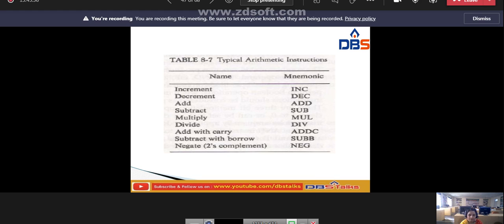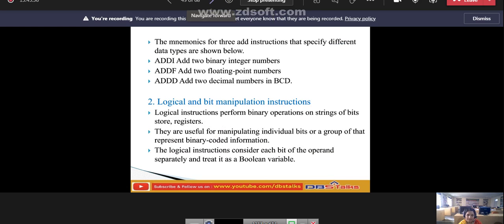The add, subtract, multiply and divide instructions may use different types of data. The data type assumed to be in the processor register during the execution of this arithmetic operation is defined by an operation code. An arithmetic instruction may specify fixed point or floating point data, binary or decimal data, single precision or double precision data. The mnemonics for the 3 add instructions that specify different data types are as below.